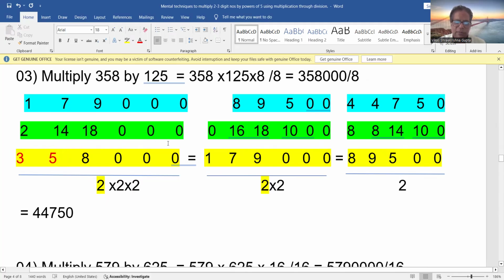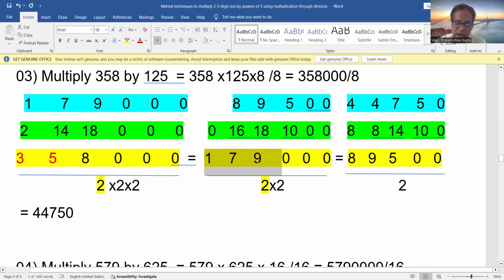2, 14, 18, 000. I divide this number first by 2. I get the answer 179 000. So first division gives you answer 179 000. Now 179 000 again I have to divide by 2. So now this 7 and 9 are odd numbers, and this 1 is also an odd number.